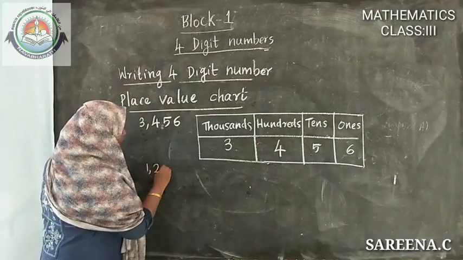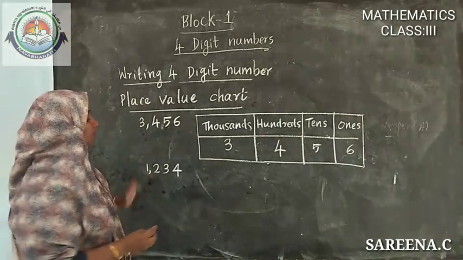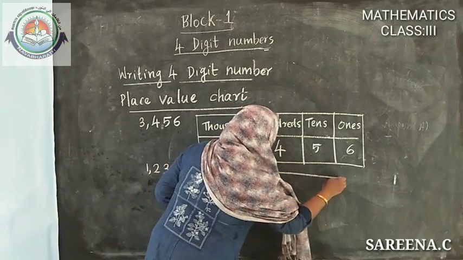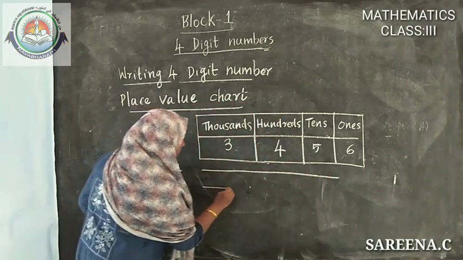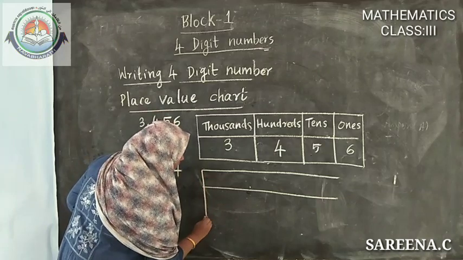1,234. This is a 4-digit number. And how to write its place value chart, children? We have to draw 4 columns.